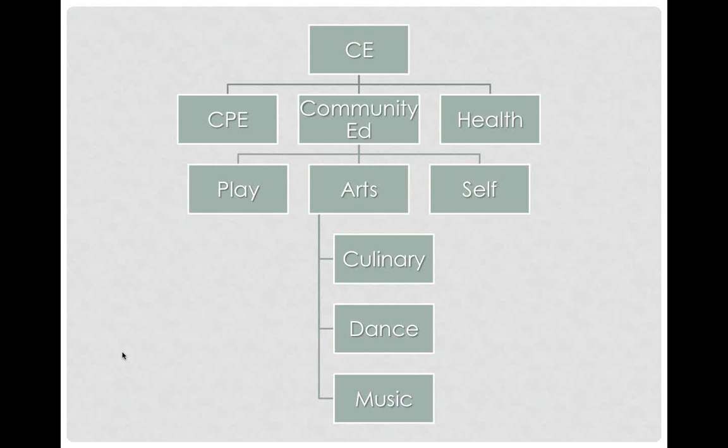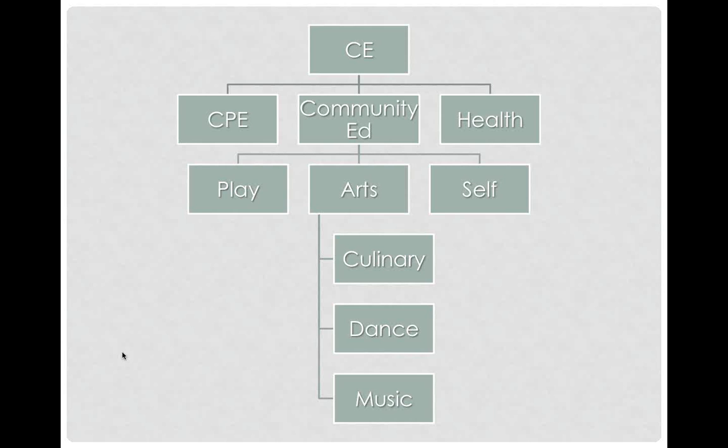It is important when we think about programming that there is a structure to our business. And this is certainly a product structure, and I'll talk about other structures in a moment. But let's assume that this is a continuing education unit I'm working with, and they've got continuing professional education, community education, and health. Let's say it's their 3 divisions. So continuing education is the unit, and continuing professional ed, community ed, and health are the divisions. And then within each division, community ed as an example here, there are categories. So the categories are play, arts, and self. And then within each of the categories, there are subcategories. In this example, under arts: culinary, dance, and music.